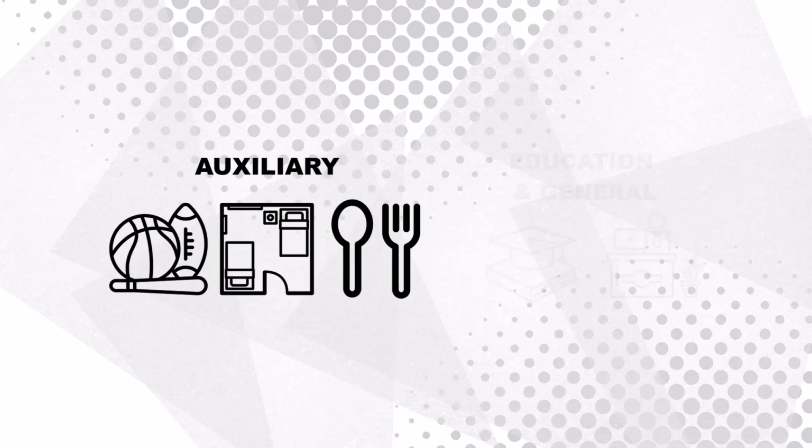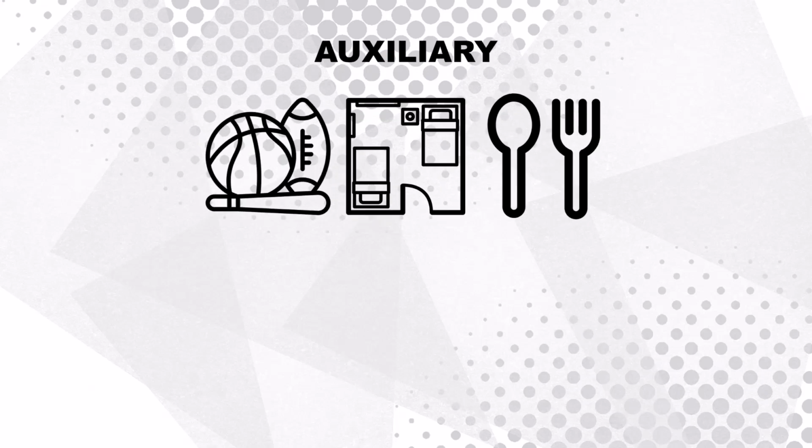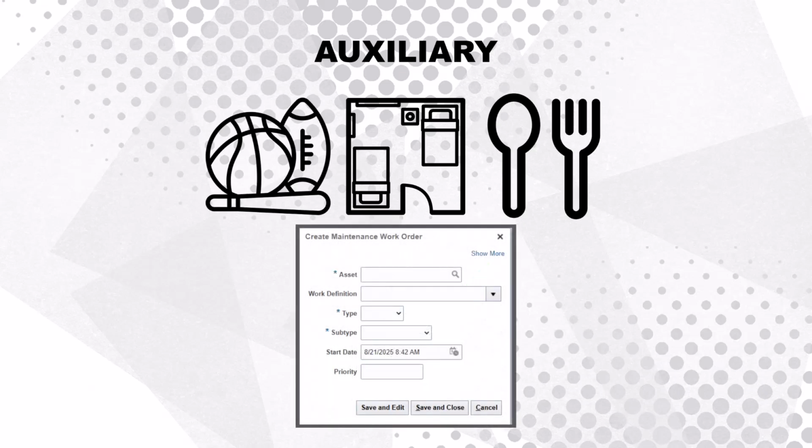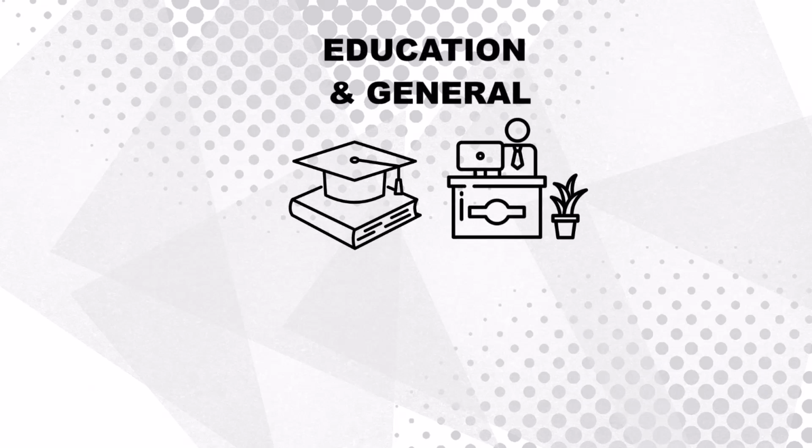For the most part, any work done in an auxiliary space is chargeable. There are so few exceptions we won't even focus on those areas for this training. In fact, just selecting an auxiliary space as the asset in Dash will ensure that the department gets charged. You don't have to do a thing. The E&G spaces are where things can get a little trickier.